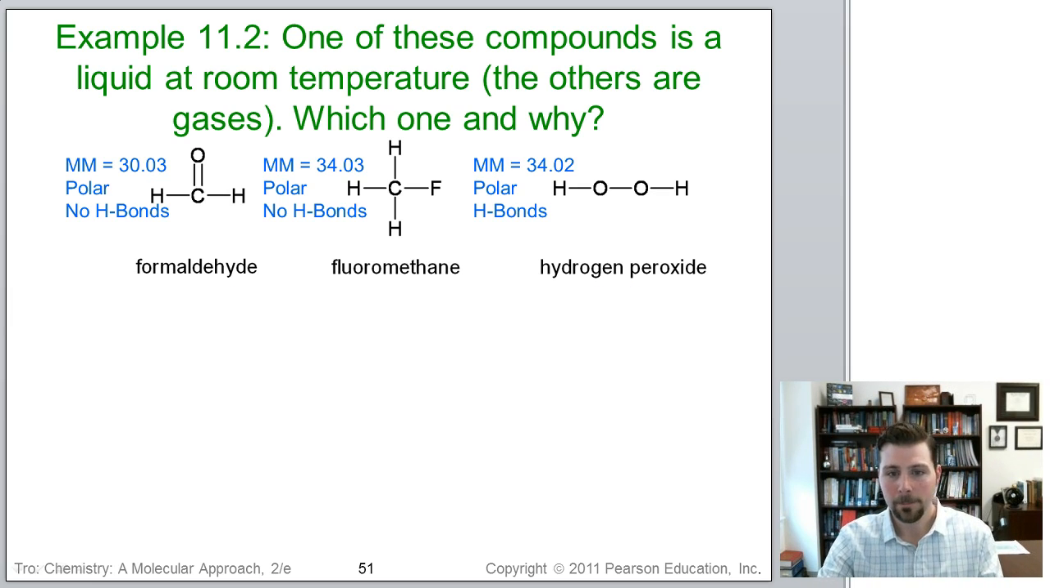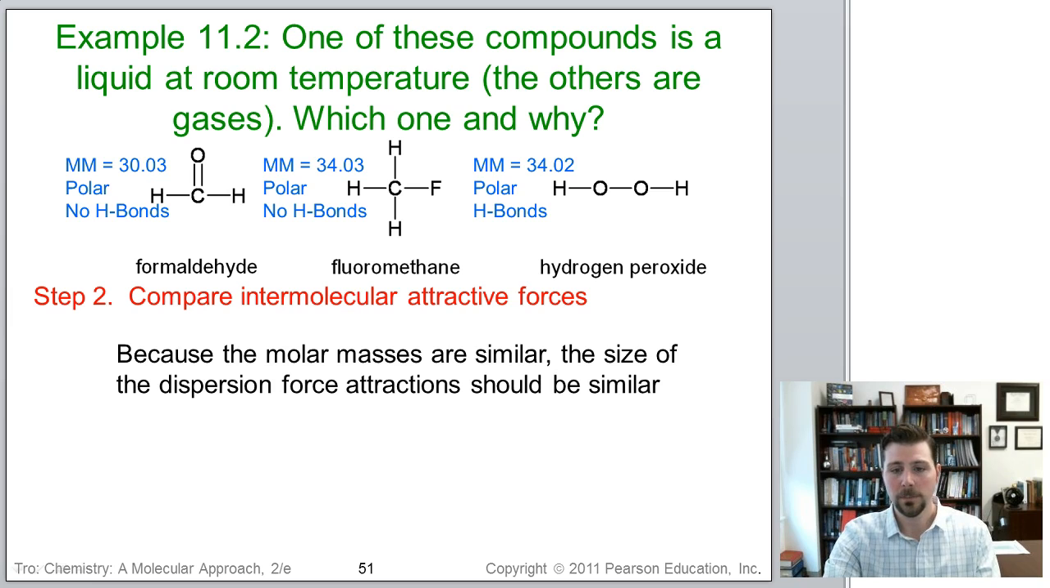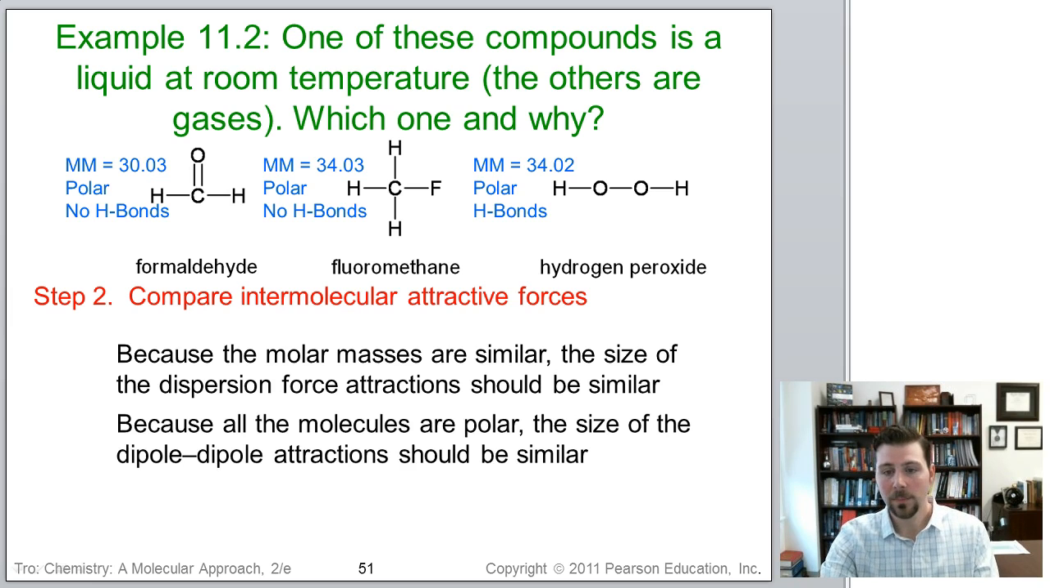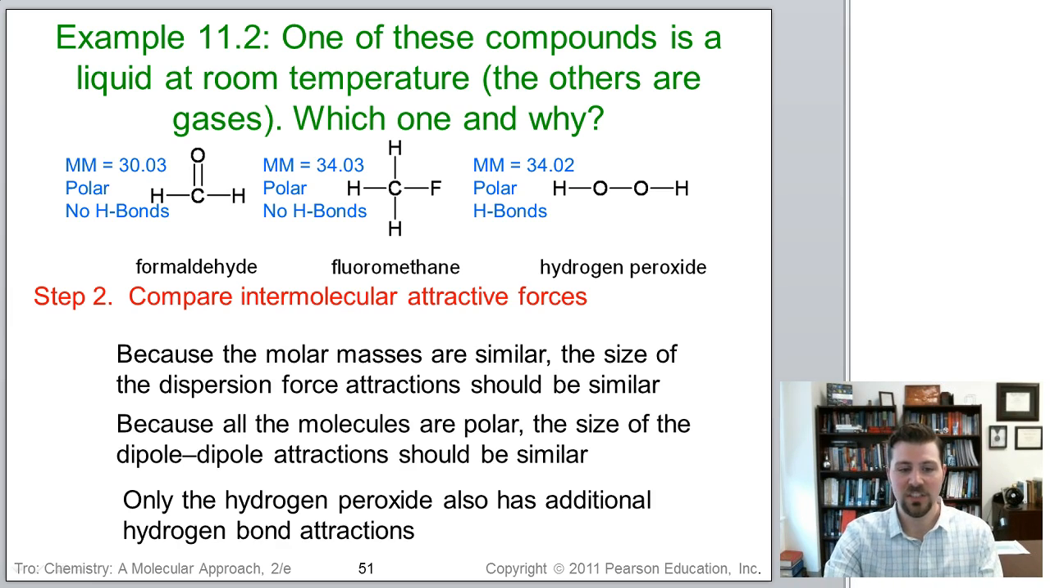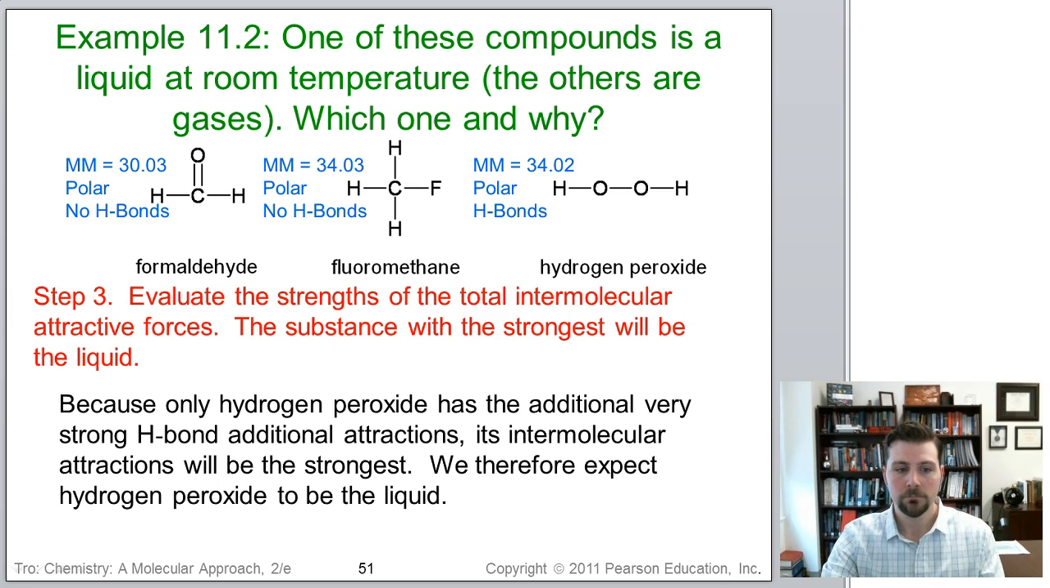And therefore, we're going to say overall that in comparison, since we know hydrogen bonding is the strongest type of intermolecular force, that ultimately the hydrogen peroxide itself, which has the additional hydrogen bonding attraction, should be the one that's liquid at room temperature. Hopefully that makes sense.